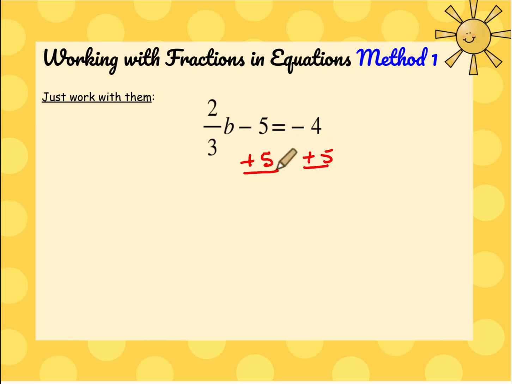So we have -4 plus 5, which is going to give us a positive 1. And -5 plus 5, which is 0. So they will cancel each other out, leaving us 2/3 times b equal to 1. So the inverse of multiplying is to divide. So I would go ahead and I would divide both sides by 2/3.